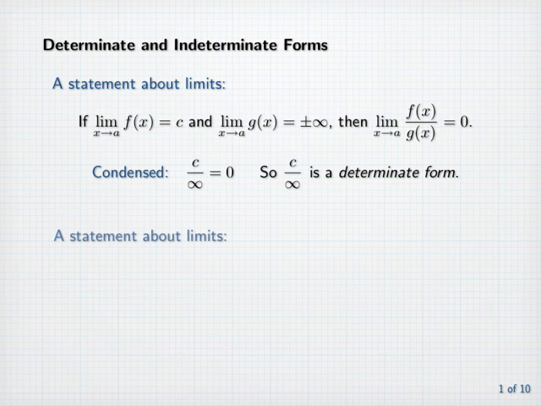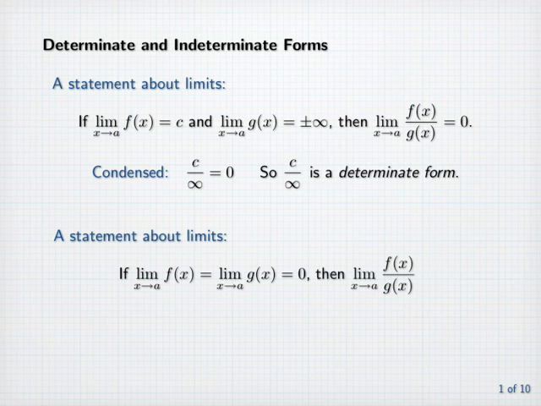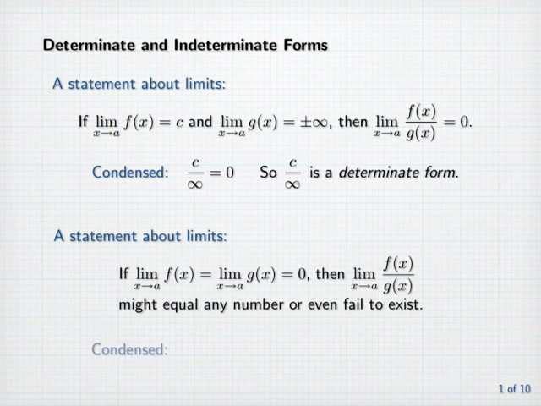Now consider another statement about limits. If the limit as x approaches a of f of x and the limit as x approaches a of g of x are both 0, then the limit as x approaches a of the quotient f of x divided by g of x might equal any number or even fail to exist. A condensed or shorthand version of this statement is that the form 0 divided by 0 is indeterminate. That is, the limit of any quotient for which the numerator and denominator both approach 0 depends entirely upon the specific functions involved.